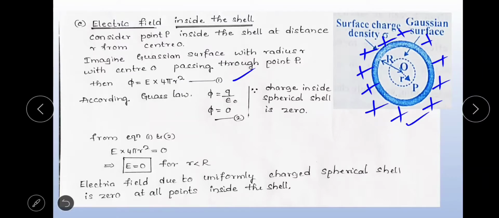Thank you. So this completes the first chapter, electric charges and fields. In the next class, we start with the second chapter, electrostatic potential and capacitors.